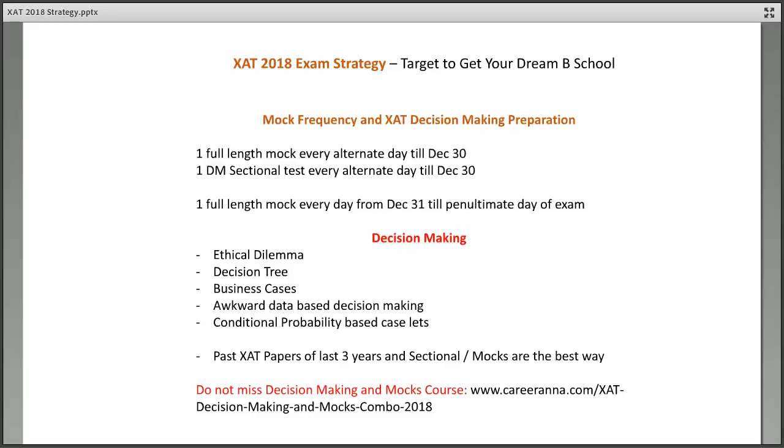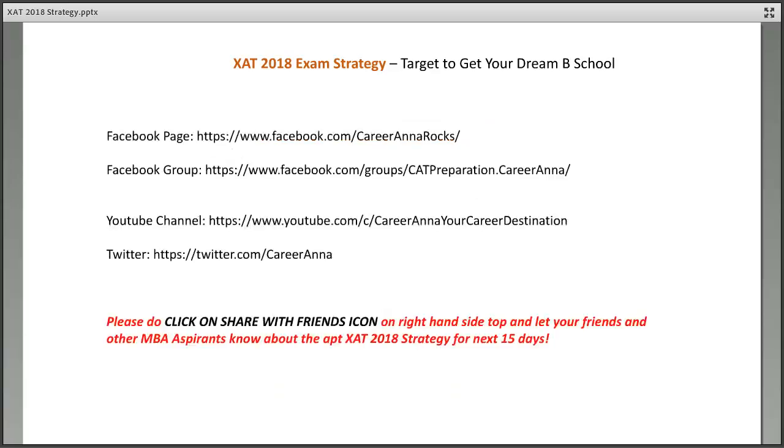And coming back to the strategy part, one full length mock every alternate day till December 30th, and post that take one full length mock every day till the penultimate day of the exam. One day before the exam is a rest day. You should not be taking any mock. Probably just revise some important formula, shortcuts, etc. and relax for last 12 hours before the exam.